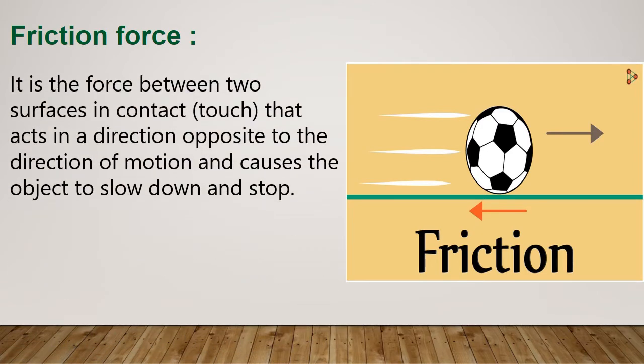So the friction force is a force between two surfaces in contact or in touch. Those surfaces should be in contact or in touch. This force acts in the opposite direction of the motion, and this force causes objects to slow down and stop.